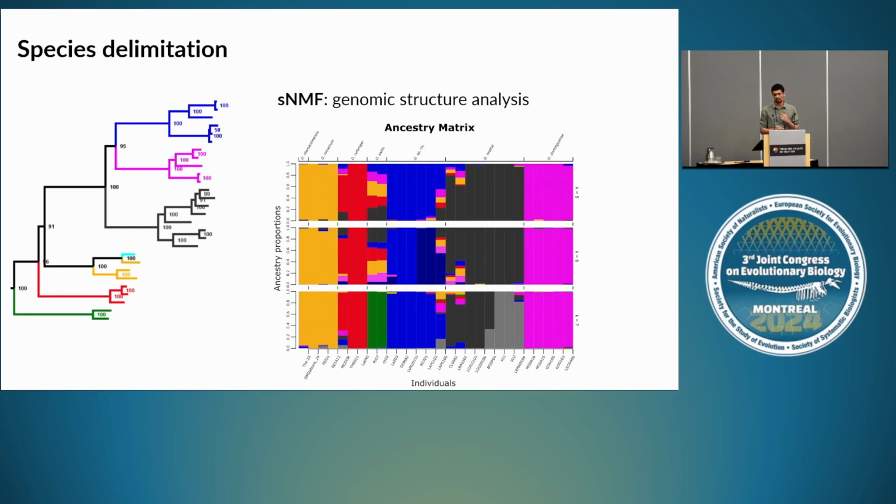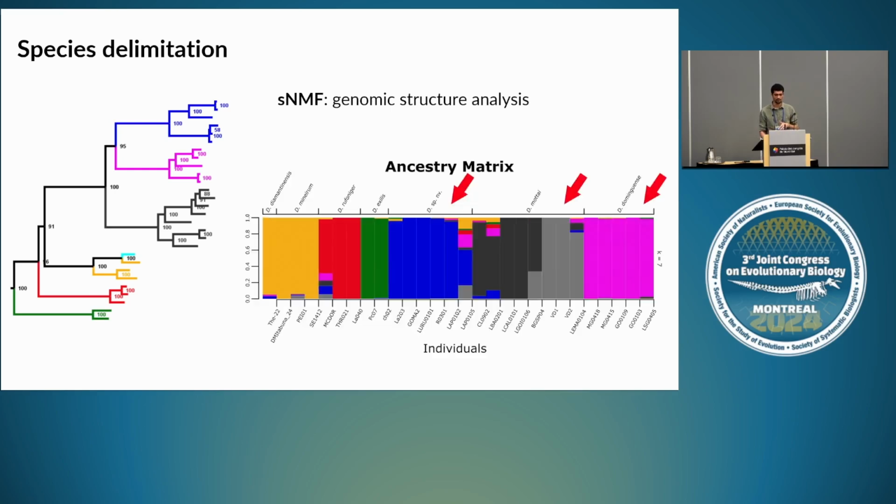And we got 5, 6, and 7 ancestral populations as the best ones. Let's focus on the 7, K equals 7. And we see that they are 3 different lineages as well. So after we did this, we selected 2 individuals from every lineage that we had.